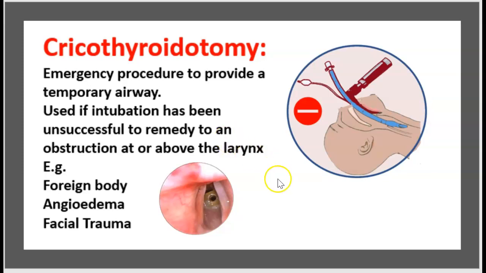Okay, now that we've understood more about the larynx, we can actually dive into what cricothyrotomy itself is. I just want to say that this is an emergency procedure. It only provides a temporary airway. And the important thing to note is that it is only used if intubation has failed. That means when you use a laryngoscope, put it in the throat, use it to create a temporary airway, and it fails, then you're going to want to go into cricothyrotomy. What are the reasons that this might fail? It could possibly be due to an obstruction at or above the larynx. This could either be a foreign body, angioedema, or facial trauma.